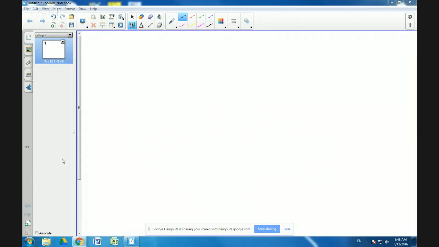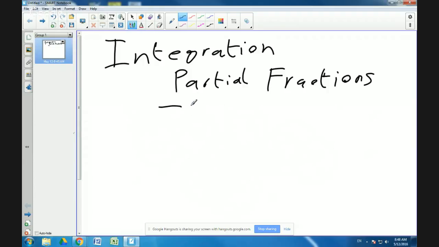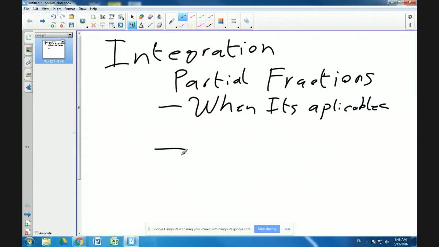All right, so what we're going to be doing today is integration with partial fractions. And what we're going to be focusing on to start and throughout is when it's applicable to use partial fractions and actually how to go through them.